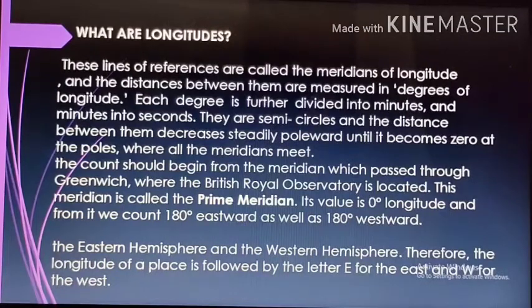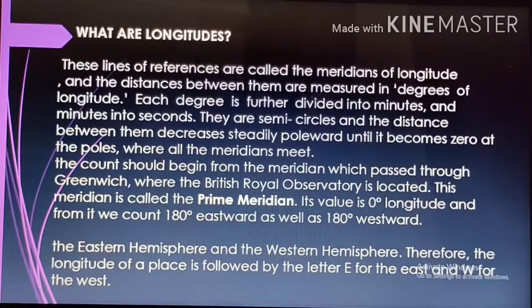Now moving to our next topic, that is the longitudes. What actually are longitudes? Now to fix the position of a place, it is necessary to know something more than the latitude of that place. You can see, for example, that Tonga Islands, which is in the Pacific Ocean, and Mauritius Islands, which are in the Indian Ocean, are situated on the same latitude, that is 20 degrees south.